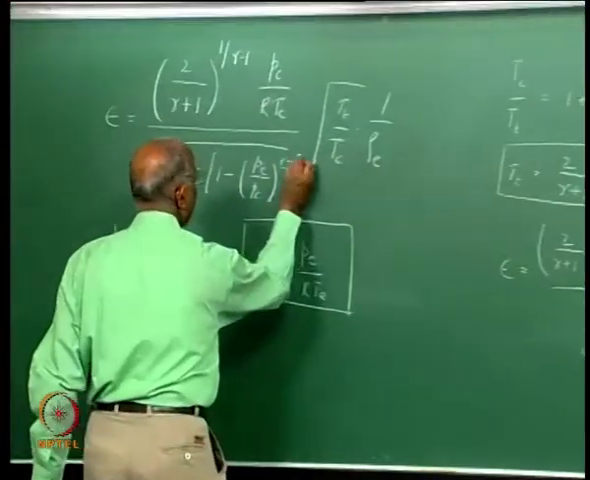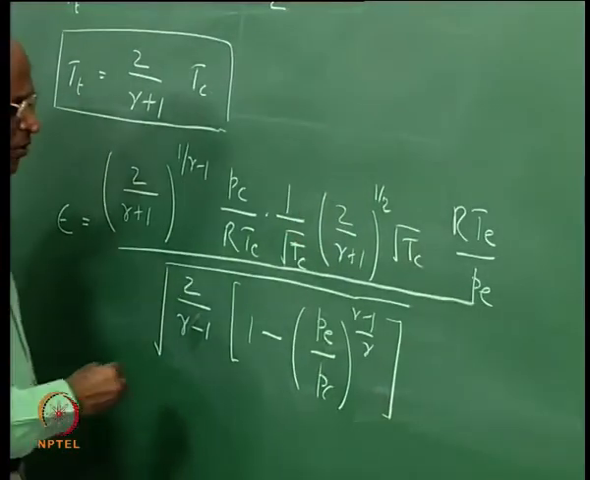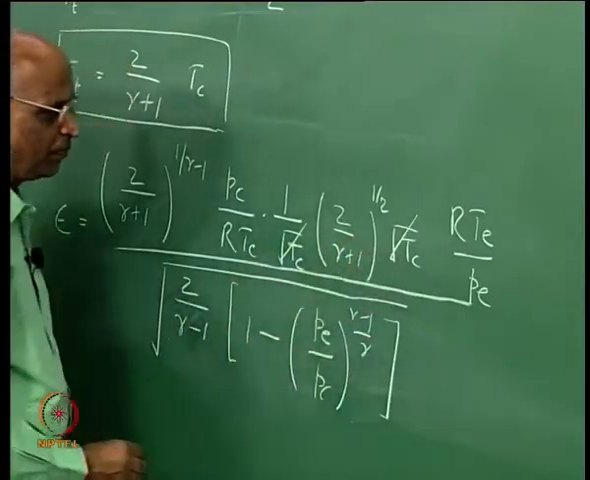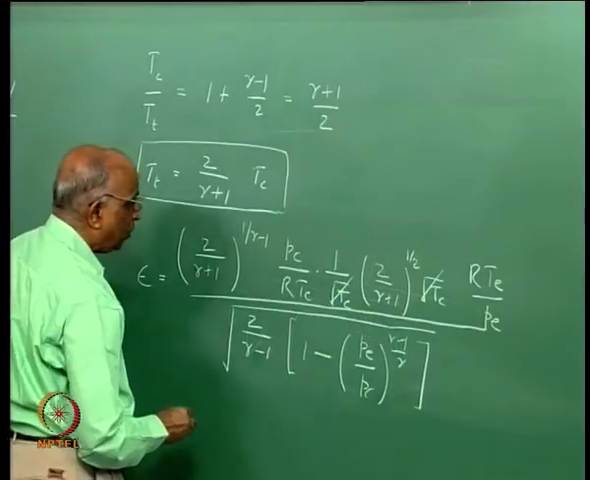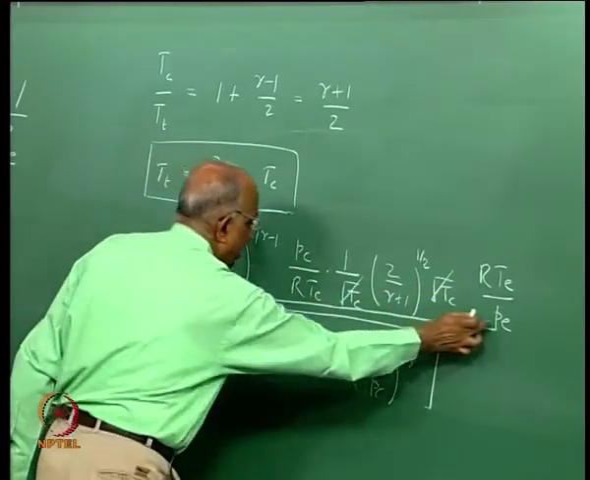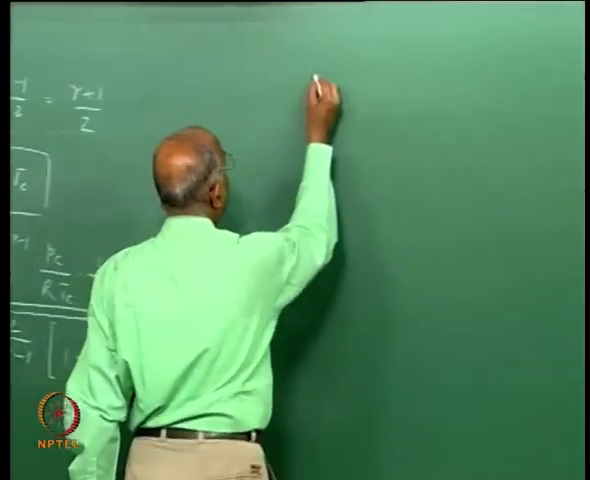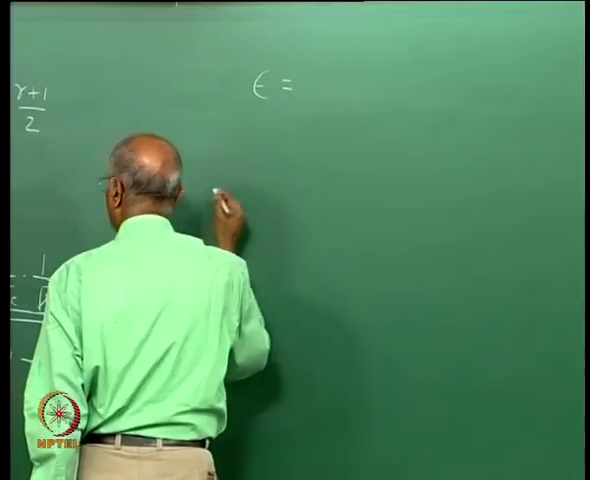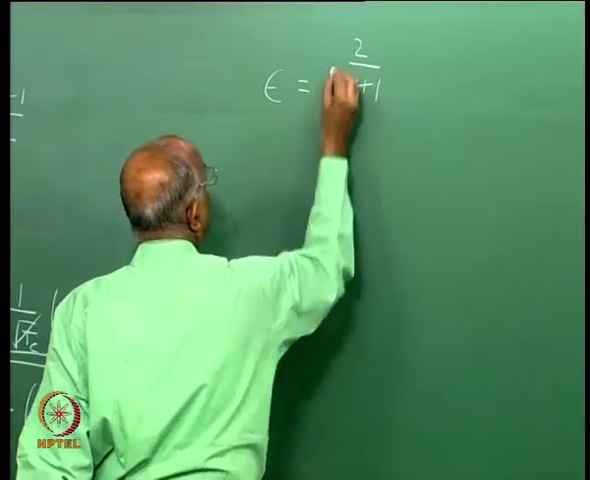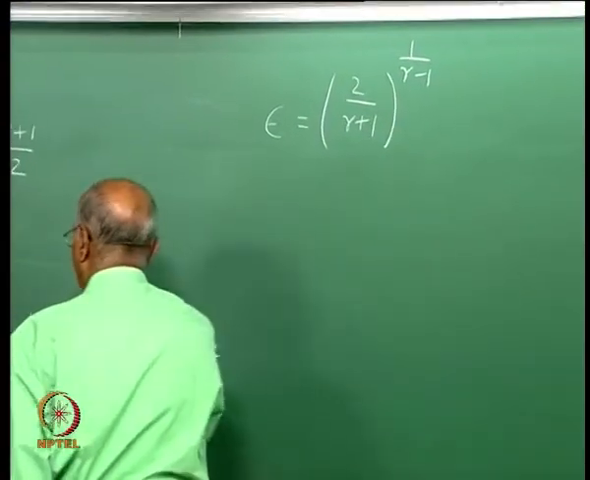Here also the bracket should have been closed here. Now, let's simplify this. You find that you have under root, TC cancels, and now if I put it in terms of TE by TC, in terms of PC by PE, I will get an expression which gives me epsilon, or the area ratio, equal to 2 over gamma plus 1 divided by 1 over gamma minus 1 to the power.